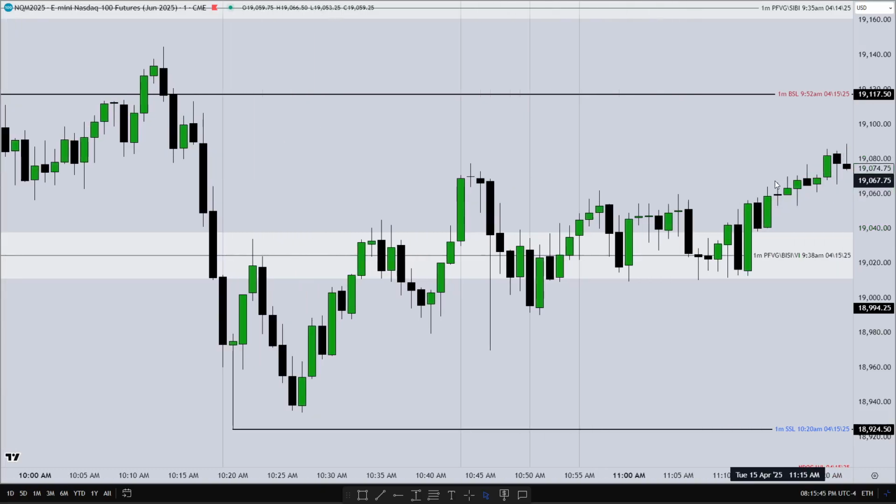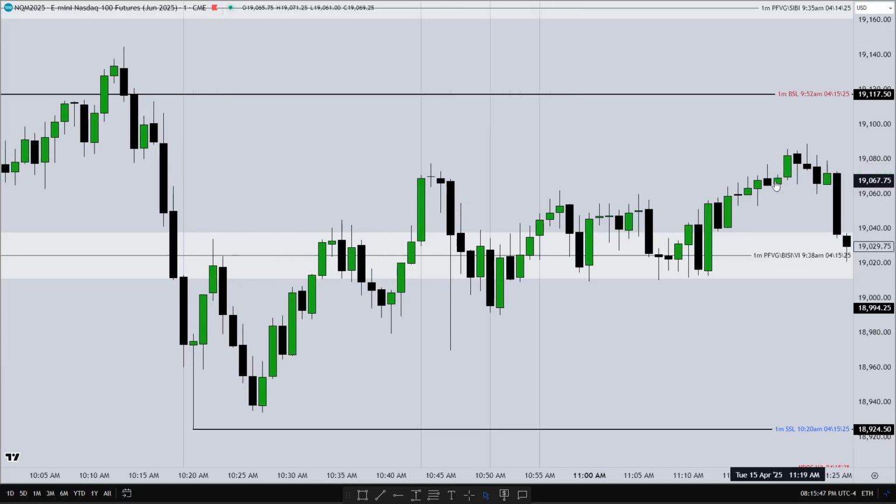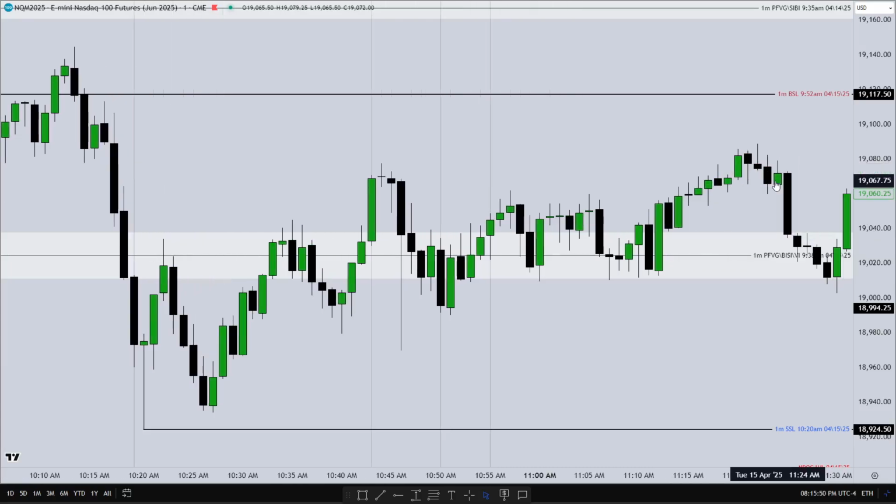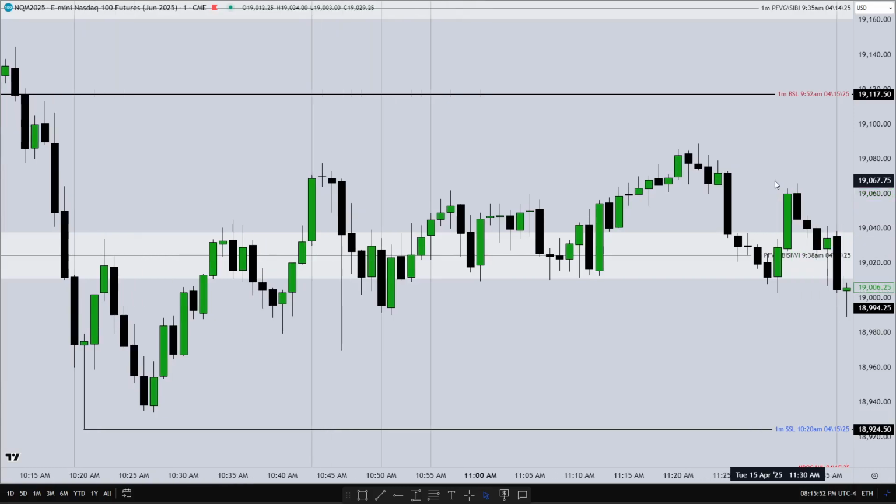What does it do? It sweeps that high, but it comes back into the range, fails to close below it until right here. There we go. I'll leave that candle in there. What time is that? 11:36. Right? So 11:36.